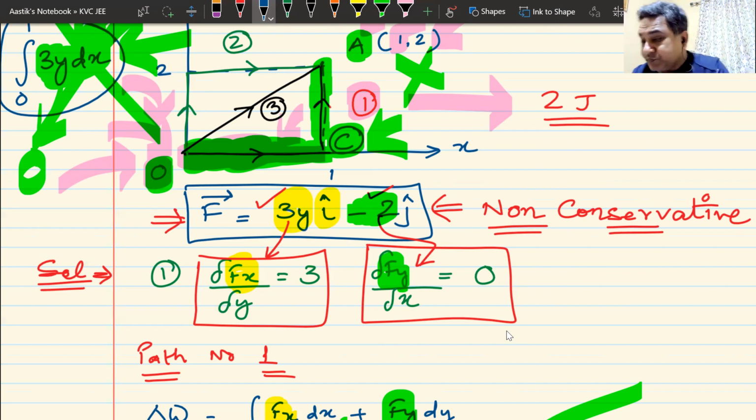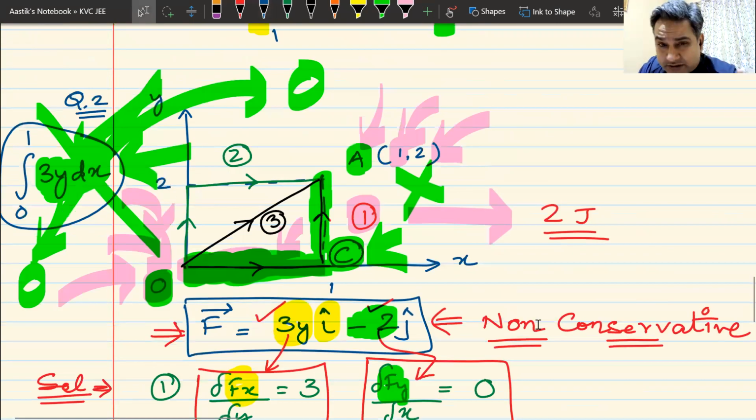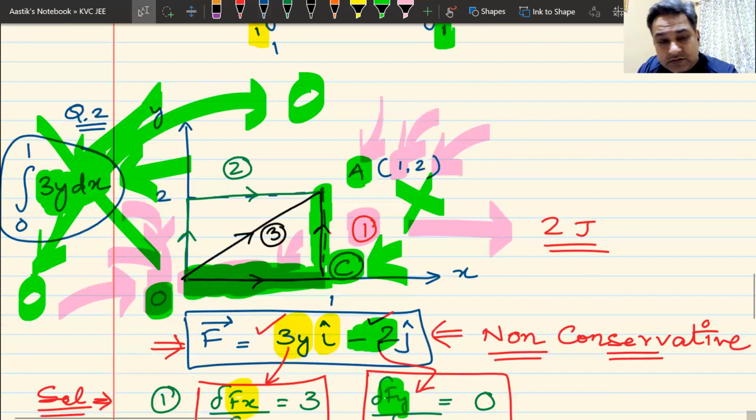Everyone got this? This was path number 1. This is how I calculated it for path number 1. I will now give you 2 to 3 minutes to calculate it for path number 2. I will draw a fresh diagram for path number 2, because the current diagram looks very jumbled up. I'll only draw the path we are concerned with.